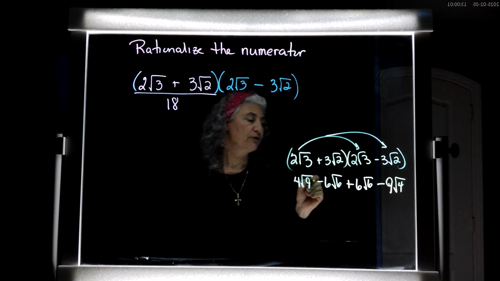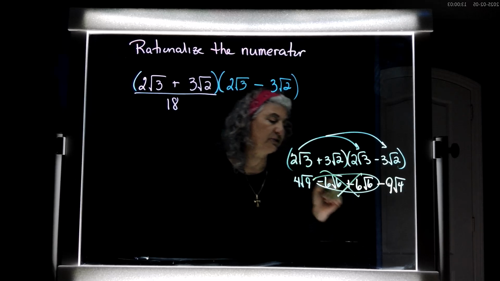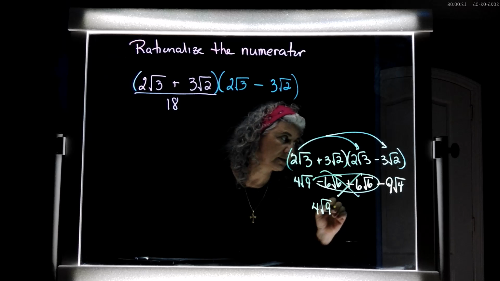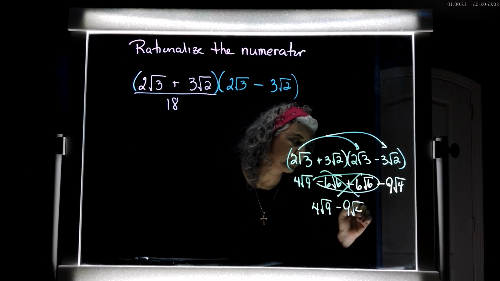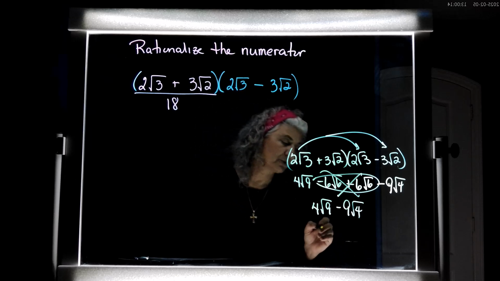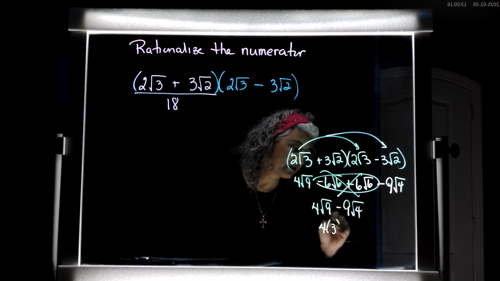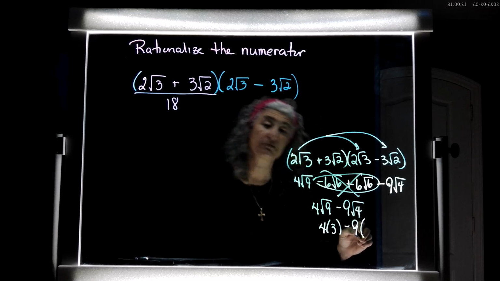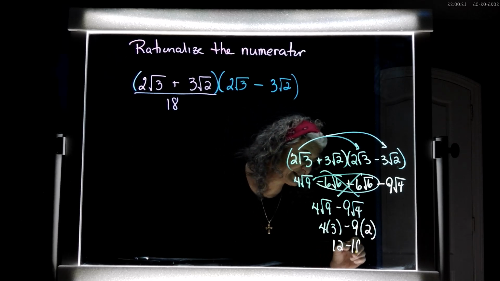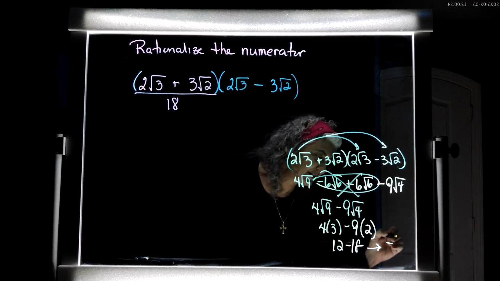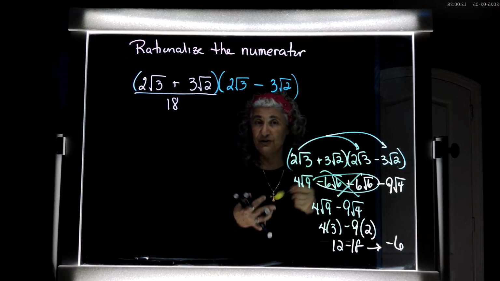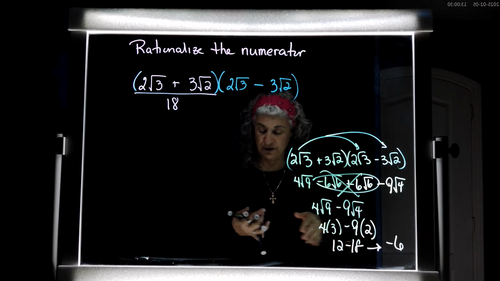Okay. Gratefully, these guys in the middle drop out, don't they? So I have 4 times the square root of 9 minus 9 times the square root of 4. Okay, well, you know the square root of 9. Yeah, 3. So this is 4 times 3 minus 9 times 2, which leaves us with 12 minus 18, which is negative 6. So it worked in the numerator. It got rid of the roots from the numerator.